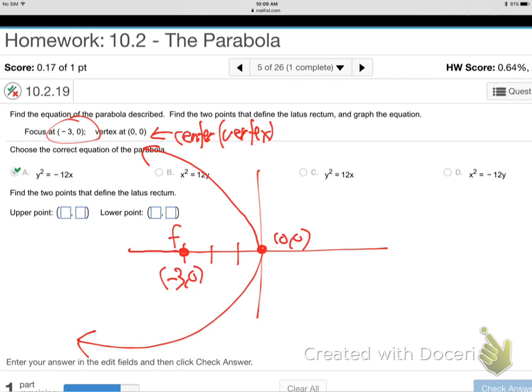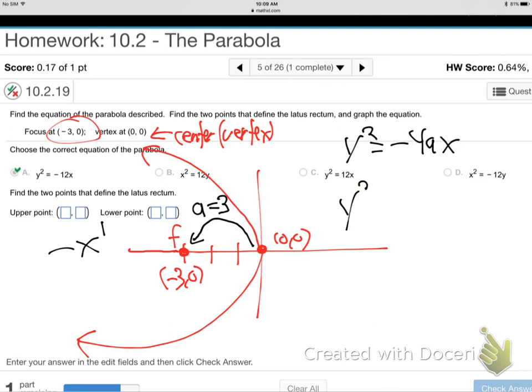So the equation, which direction is the parabola going? Negative x direction. So it's going to be y squared is minus 4ax. We good so far? Negative x to the first power. Remember, the direction always tells you the first power letter. Not the second, but the first power letter. Negative 4ax. Now, what's the a? Remember what a is? It's how far from the center to the focal point. So a is 3.